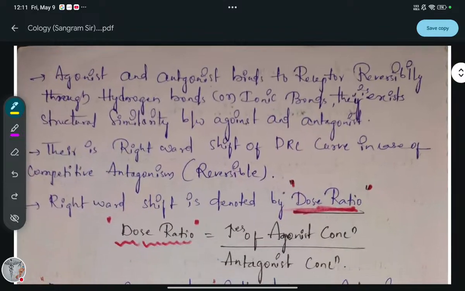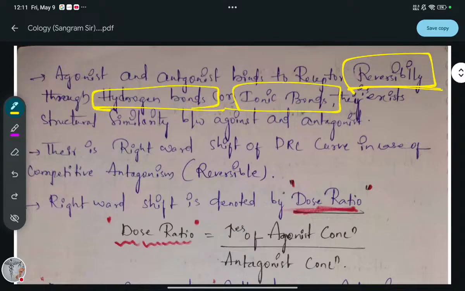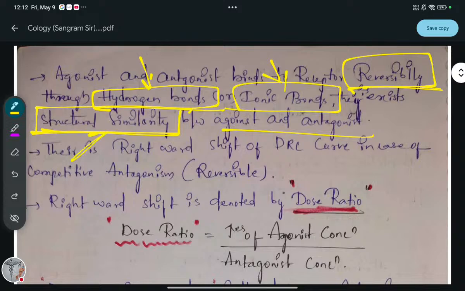In the same way, agonist and antagonist bind to the receptor reversibly. You have to remember that competitive antagonism is a type of reversible antagonism. Agonist and antagonist bind to the receptor reversibly through hydrogen bonds. Through which bond? Hydrogen bond or ionic bond. So they have structural similarity. I have mentioned 3-4 times that structural similarity between the agonist and antagonist. So what are the main important points here? Number one, binds with the hydrogen bond or ionic bond, and next point is structural similarity is there.